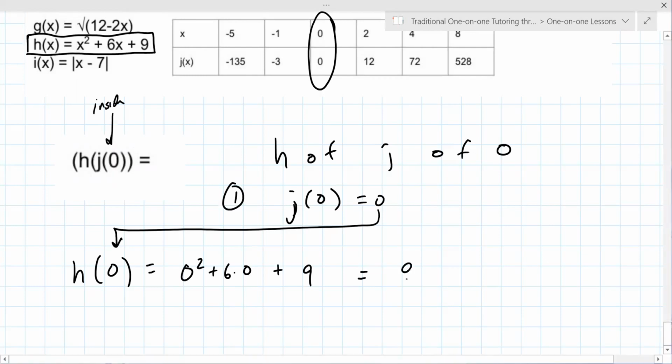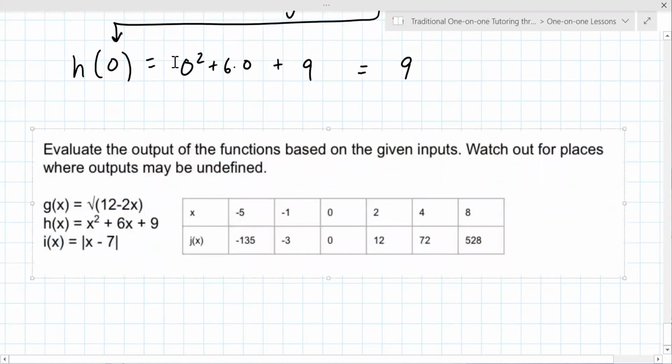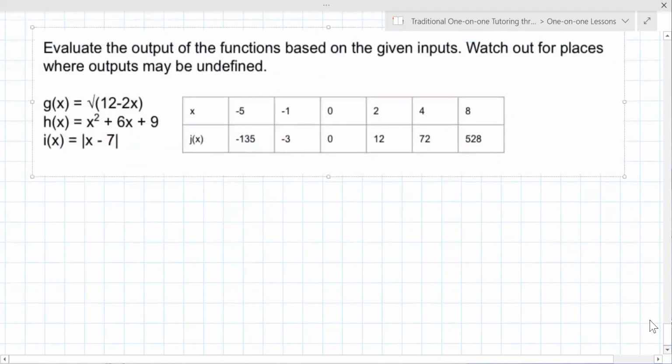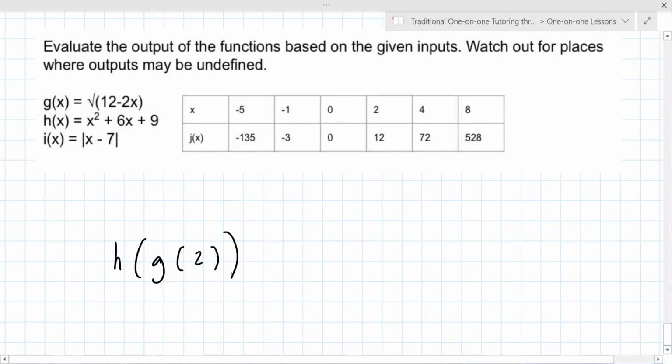So this ends up being just 9. Let's do another one because I don't know if that was clear. We got time here. Okay, so let's just say I asked for h of g of 4.